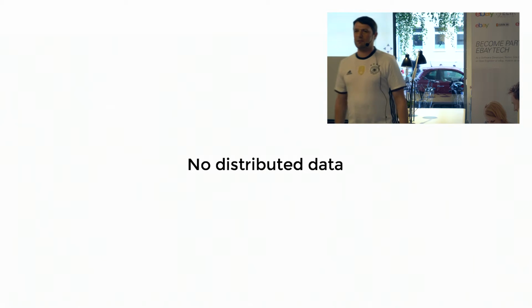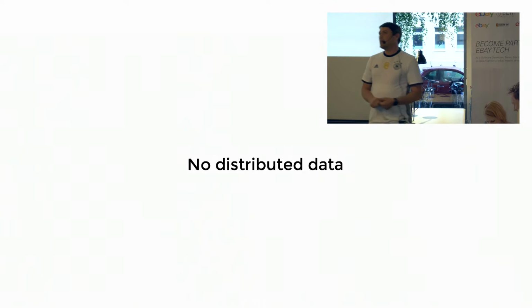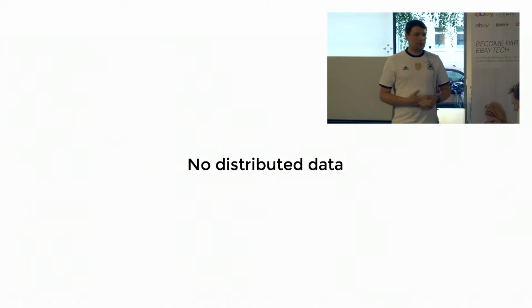Okay, and what about data? We have one database, so no distribution and no problem with inconsistent data across multiple databases. Not so much fun to fix this. So you see there are a couple of advantages of having this monolithic architecture.